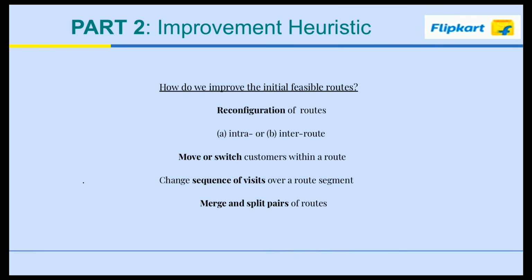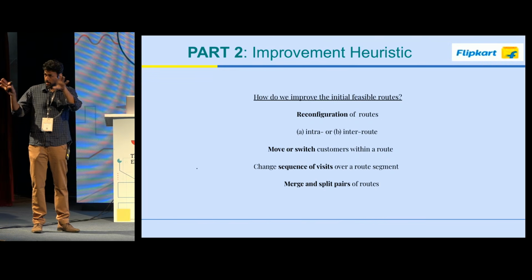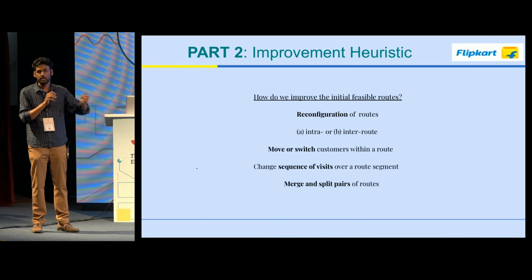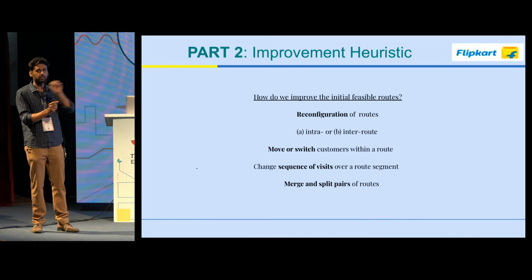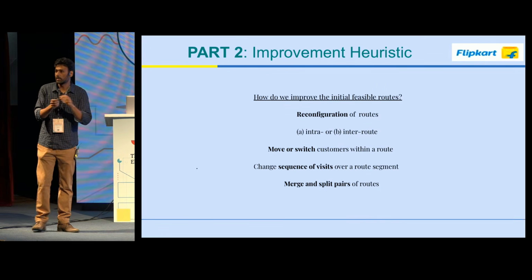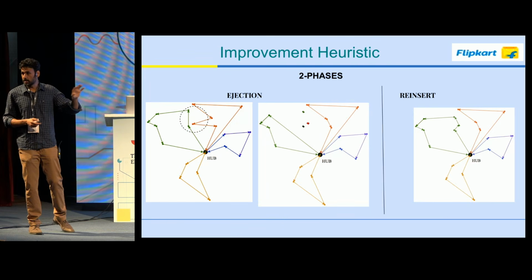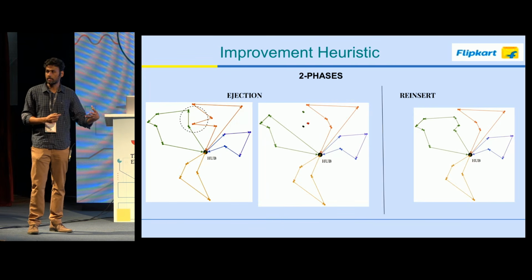So let's talk about the improvement heuristic, the second phase, right? How do we improve? So you've constructed a set of initial routes, and you want to improve them. And typically the improvement is some sort of reconfiguration of the routes. Either it's an inter-route reconfiguration, where you do some shuffling between routes, or an intra-route reconfiguration, right? So it's move or switch customers within a route, change the direction of travel over a route segment, or merge and split pairs of routes. This is certain. But then these are general methods. We are going to jump quickly into what we actually do.